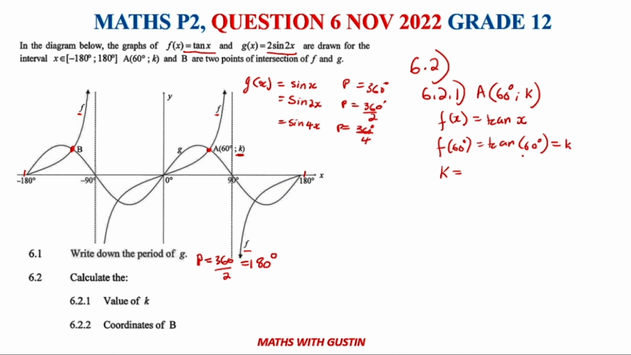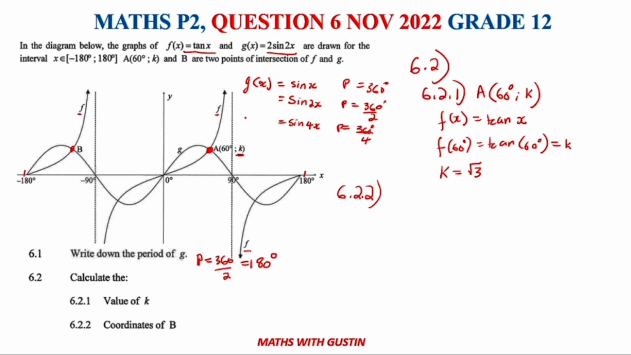We go to our calculator and put tan 60, which gives me square root of 3. Therefore we know that k is square root of 3. Simple, straightforward, guys. Some of you in the comment section will ask what happens if you substitute this 60 into g of x. The answer should be the same, because point A, the point of intersection, lies on both graphs. I'm not going to do that here. Prove that to yourself while you practice.